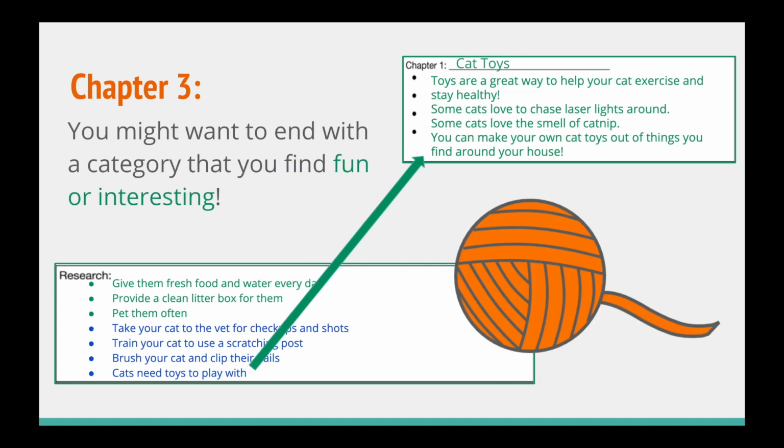And finally, for chapter 3, I kind of wanted to end with a category or subtopic that I found fun and interesting. So I decided to focus on cat toys. This is what I found in my research. Toys are a great way to help your cat exercise and stay healthy. Some cats love to chase laser lights around. Some cats love the smell of catnip. And you can make your own cat toys out of things you find around your house.